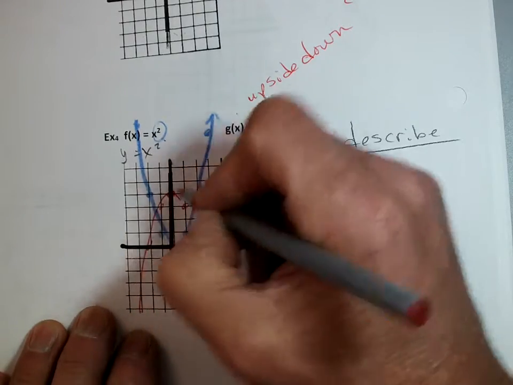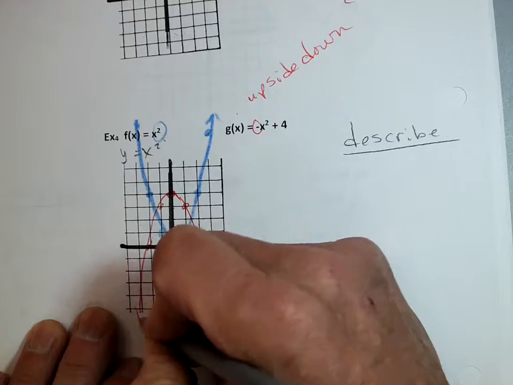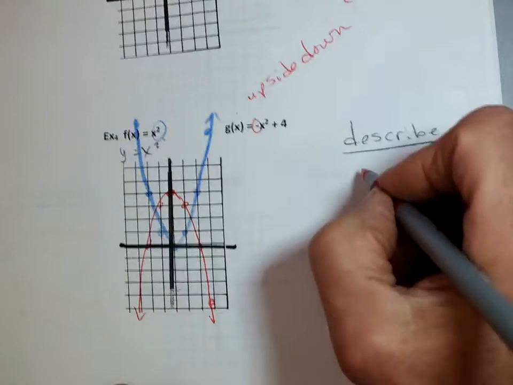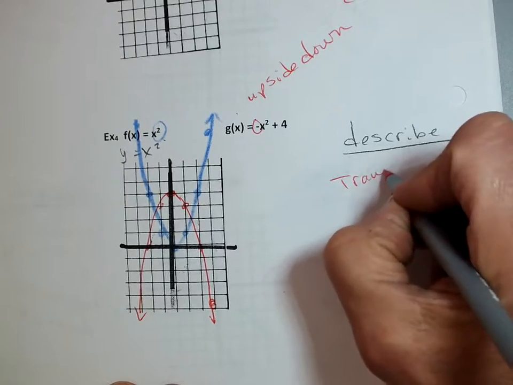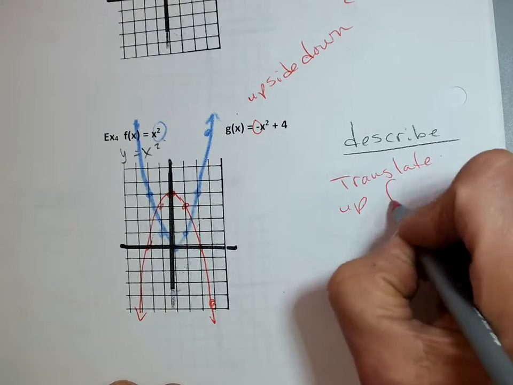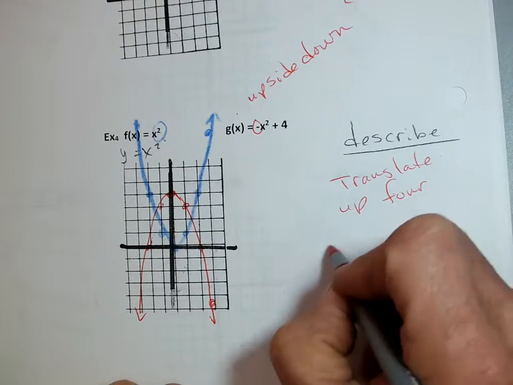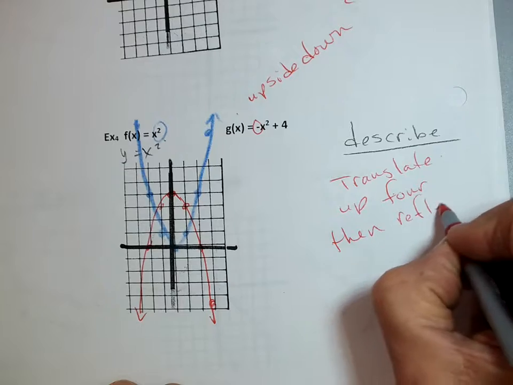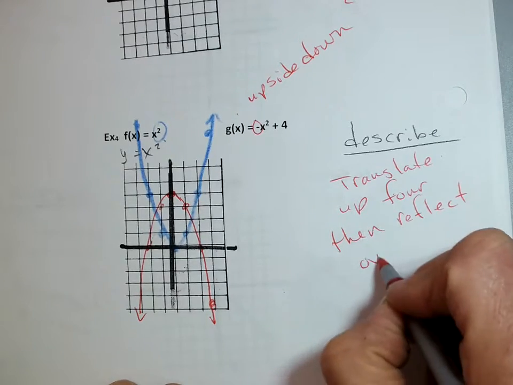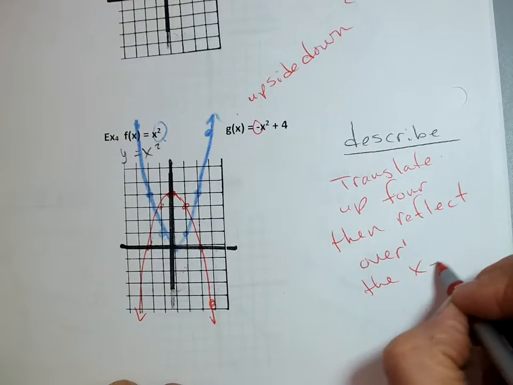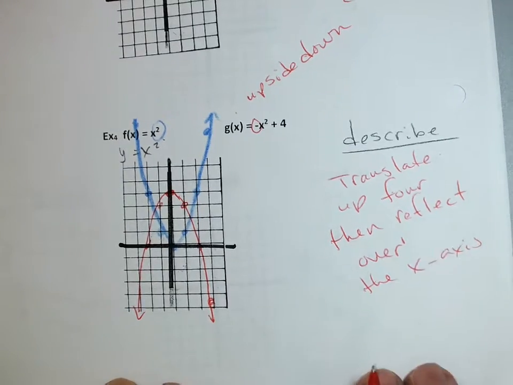Nice job. So when I use my description, I'm going to say what Daisy said first. I'm going to translate up 4, and then we're going to reflect over the x-axis. Okay? Does that make sense?